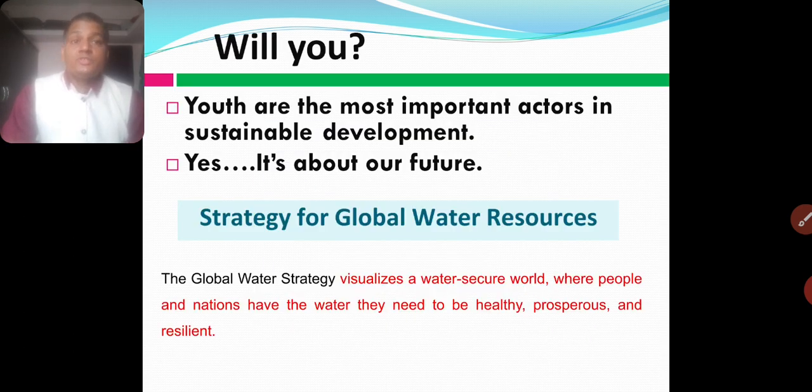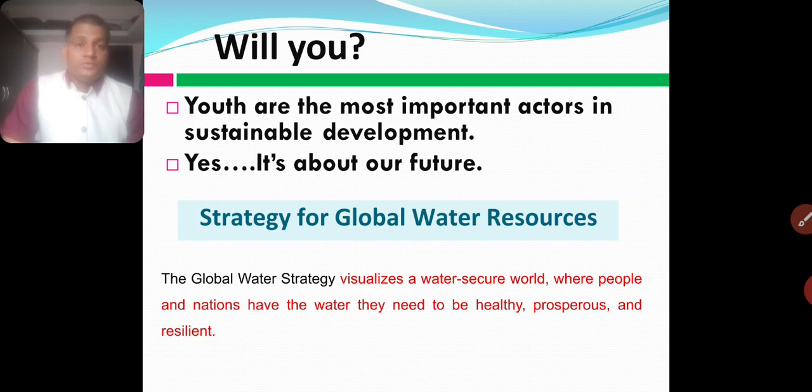Yes, youth are the most important actors, because youth have very strong power, they can change anything. If you involve them in this particular problem, sustainable development, they will change the nation, and they can change things from the local to the global level. So you have to involve the youth in this activity. So yes, it is about our future, and our future is in the youth.